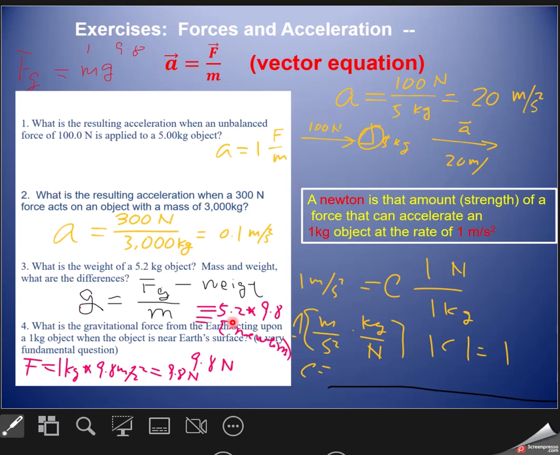Therefore, 5 times 9.8, do a rough calculation, 5 times 10, so it's about 50 Newtons. So 5 kilograms times this, mass times g, is the gravitational force. You might have noticed why this constant is also called g, 9.8. Actually, in fact, it is exactly the same number.